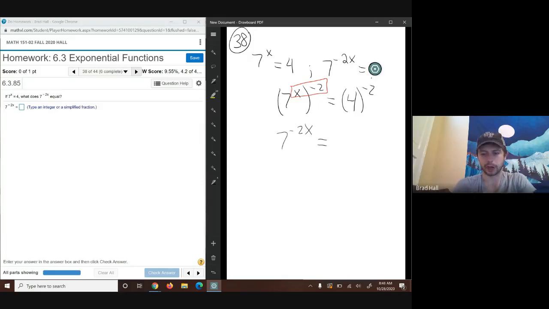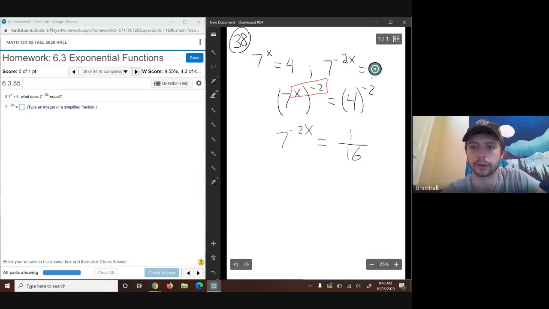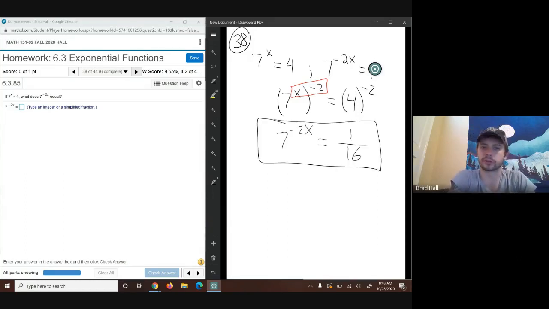If you put that in your calculator, you should get 0.0625. But if you convert that to a fraction, then you get 1 over 16. And so that's your answer. It's just seeing if you know how to manipulate both sides. So that would be your answer, 1 over 16, because it also says type in an integer or a simplified fraction.